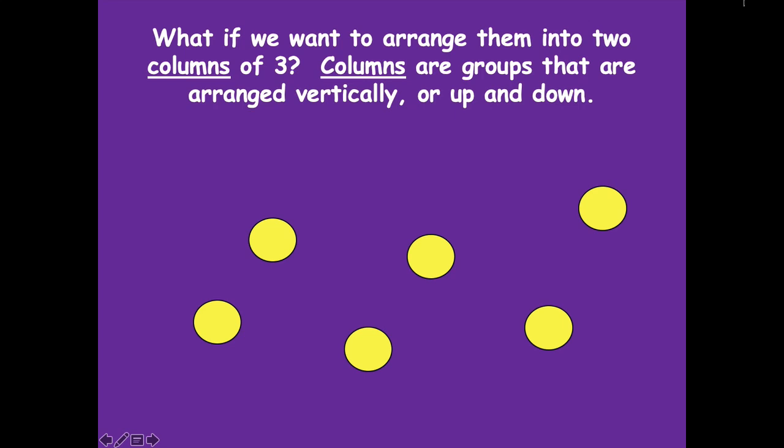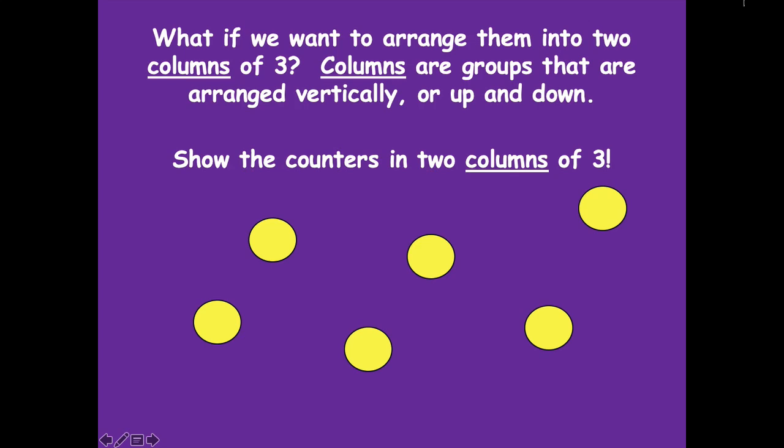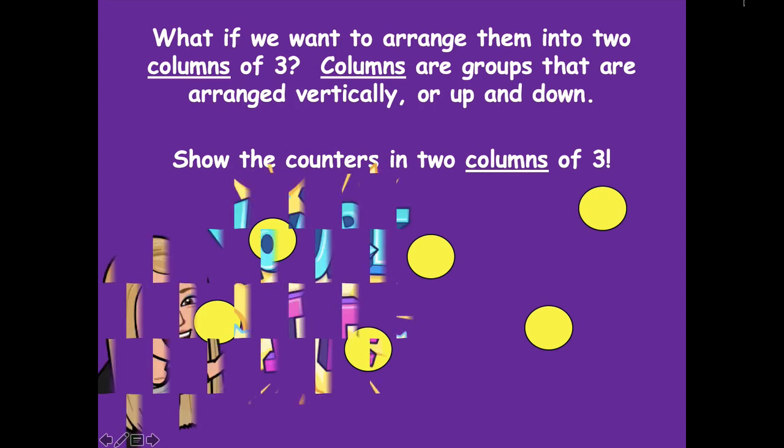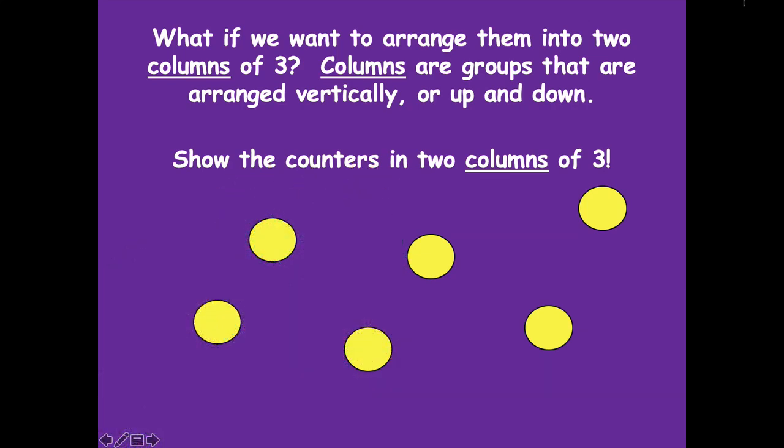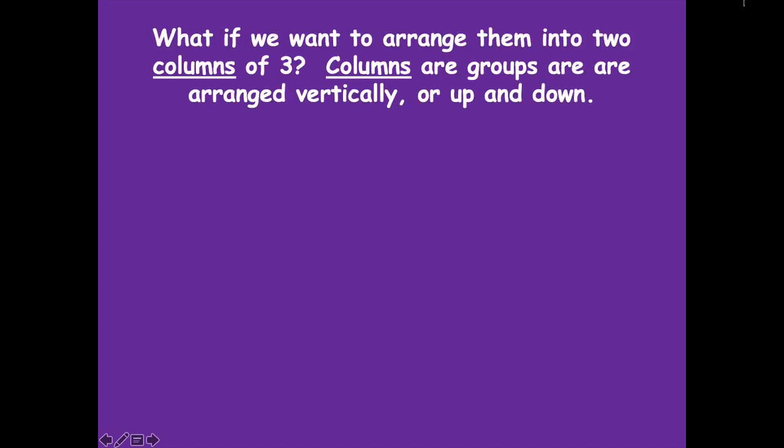Okay, so what if we want to arrange them into 2 columns of 3? Columns are groups that are arranged vertically or up and down. So we could show the counters in 2 columns of 3. All right, so go ahead and pause the video, show that with your counters, and then click play when you're ready for the next step. All right, pause if you need more time.